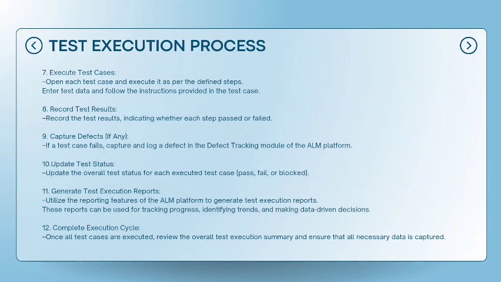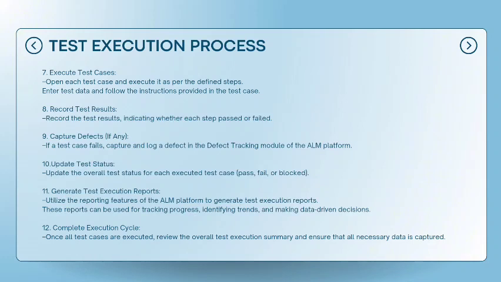Step 9. Capture defects, if any. If a test case fails, capture and log a defect in the defect tracking module of the ALM platform. Step 10. Update test status. Update the overall test status for each executed test case, either passed, failed, or blocked.